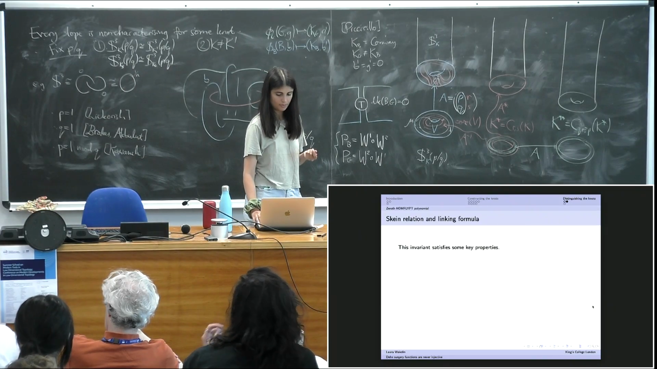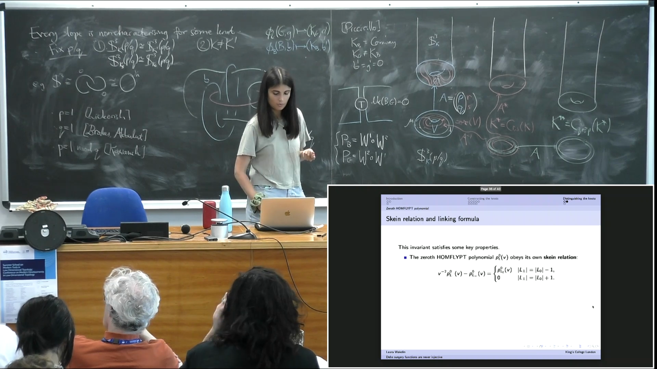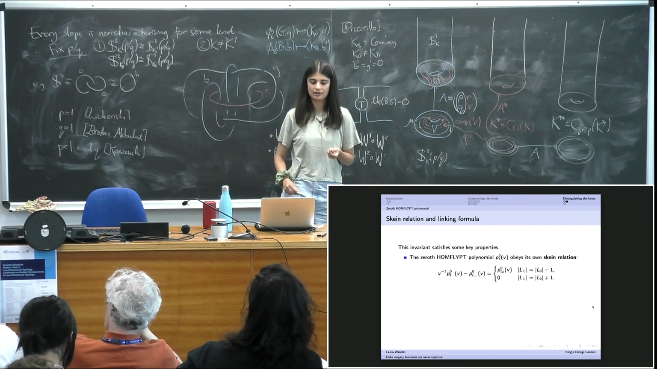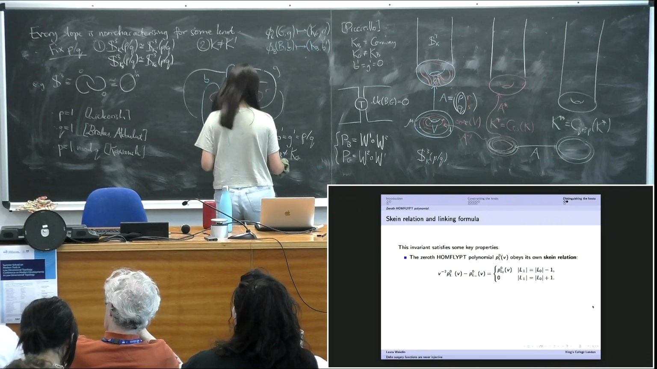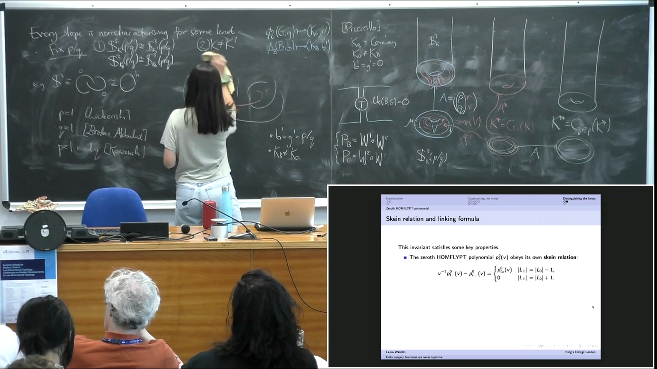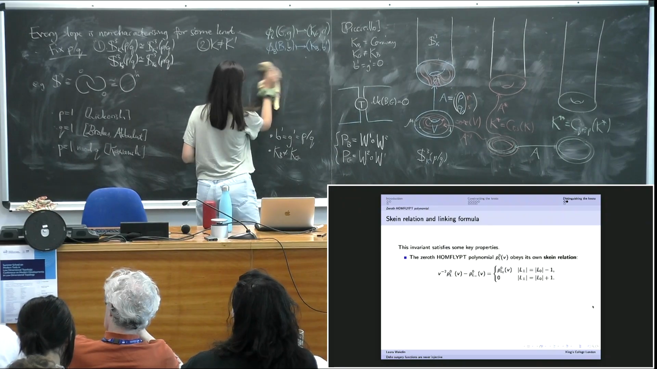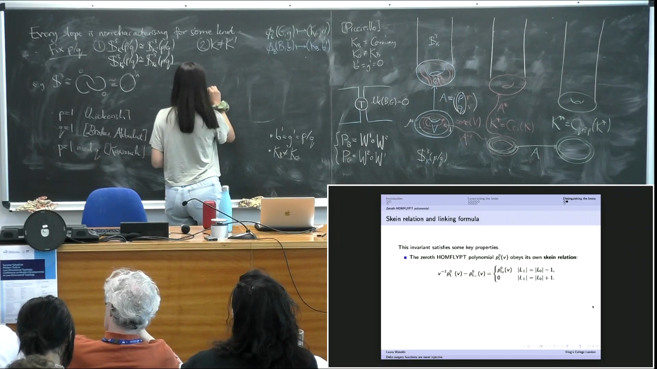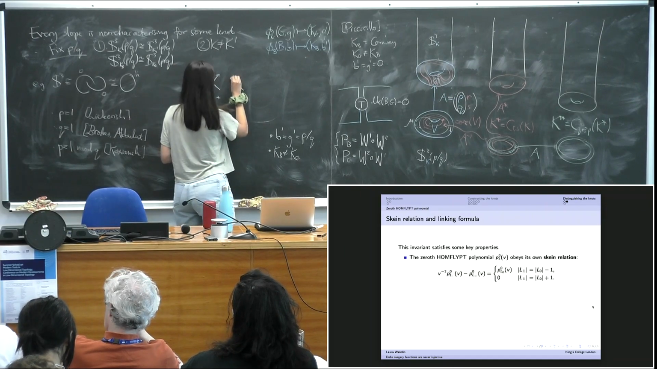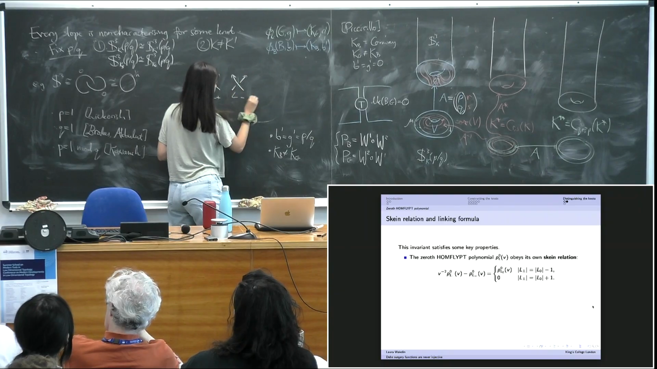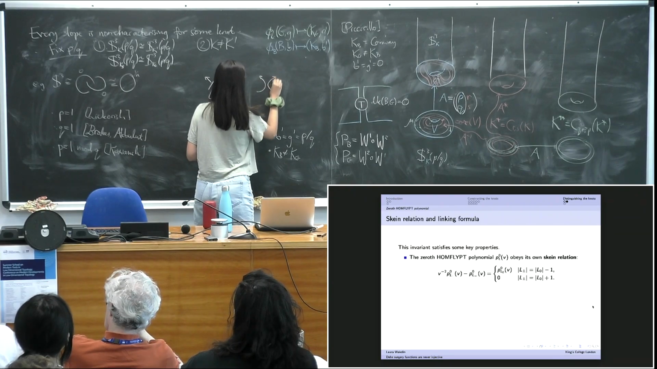So there's a few key properties of this invariant. One of them is that it obeys its own skein relation. So for the skein relation, we orient our link, and we have this triple where L plus looks like this, L minus looks like this, and L0 looks like this.